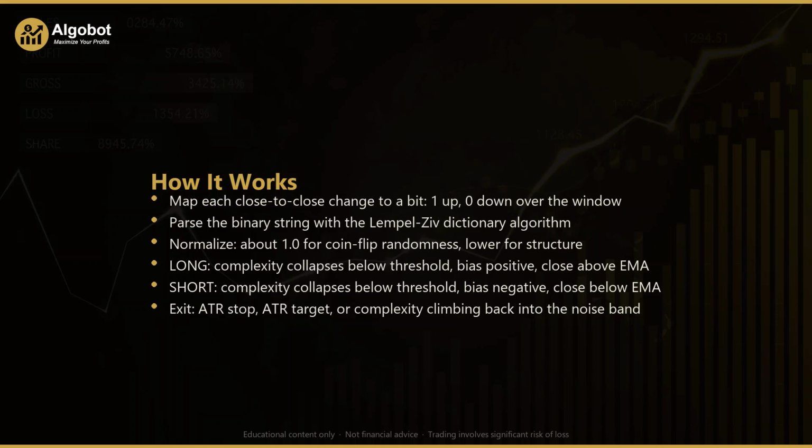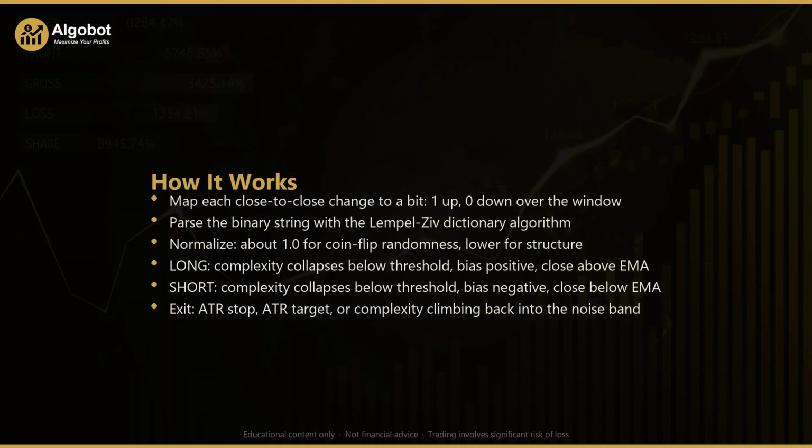It remembers the complexity reading from the previous bar and compares it to the current one. A fresh collapse occurs when the complexity was sitting at or above the threshold, which defaults to 0.85, and has now dropped below it on this bar. That collapse marks the instant that order crystallizes out of noise, which the strategy interprets as the birth of a directional leg. When that fresh collapse happens, the EA checks 2 more conditions before acting.